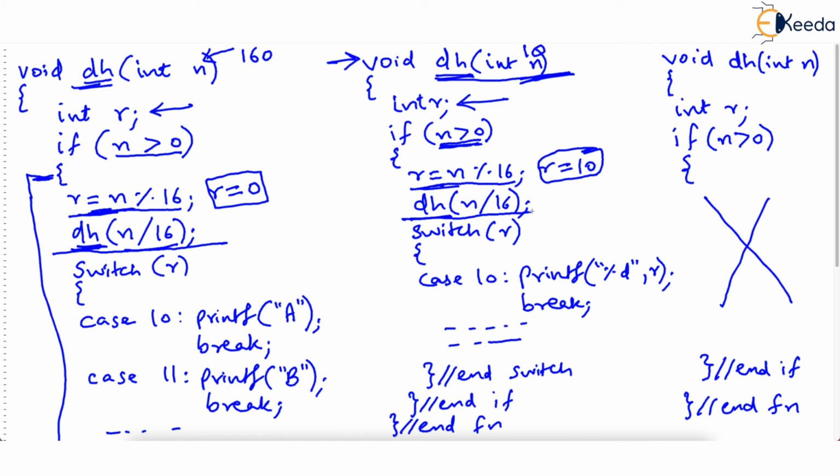Recursively, with the value 10 by 16, just check n is 10 now. So 10 by 16 is 0. Okay, so here we go. The function starts all over again with the parameter n as 0. I hope you are understanding. The parameter n now has a value 0.